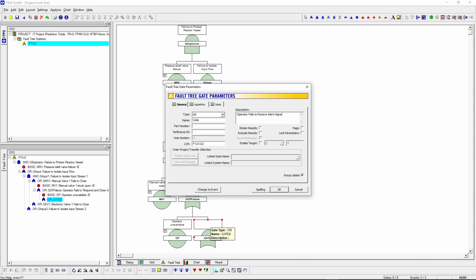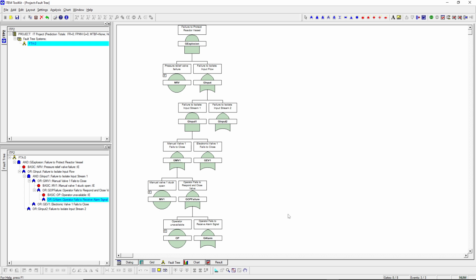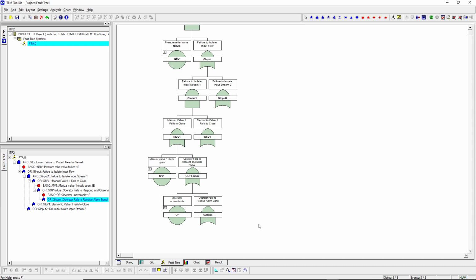The second pathway is that the operator is present but fails to receive the alarm. Because failing to receive an alarm is a complex subsystem failure involving both hardware and signal paths, we will model it as a subgate named GAlarm with the description operator fails to receive alarm signal. Since either the operator being unavailable or the alarm failing to reach them will result in a total human response failure, the logical relationship here is an OR gate.